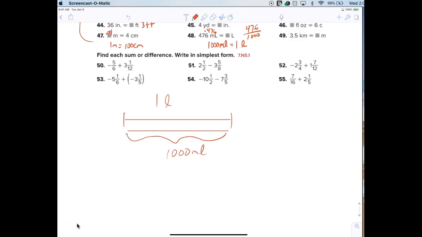So now watch how I used to show my kids. If I have 476 milliliters and I have 1 liter, I can't really do anything. So 1 liter, I can move that out and change it to what? 1,000 milliliters. Does that make sense now? And then the milliliters cancel. So it's just 476 divided by 1,000. Hopefully you like that.